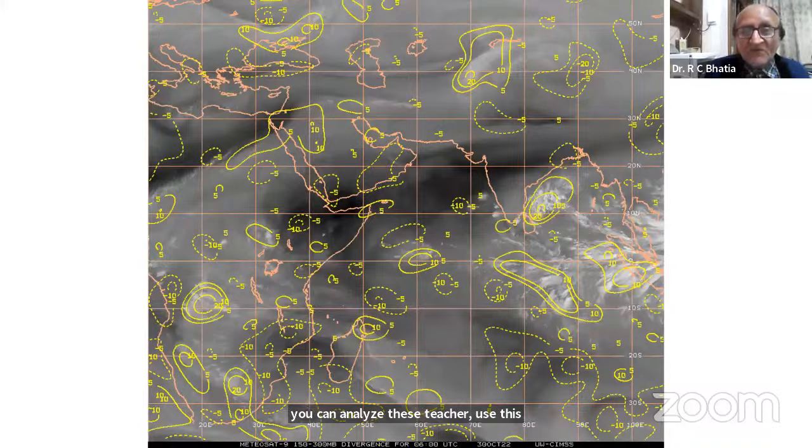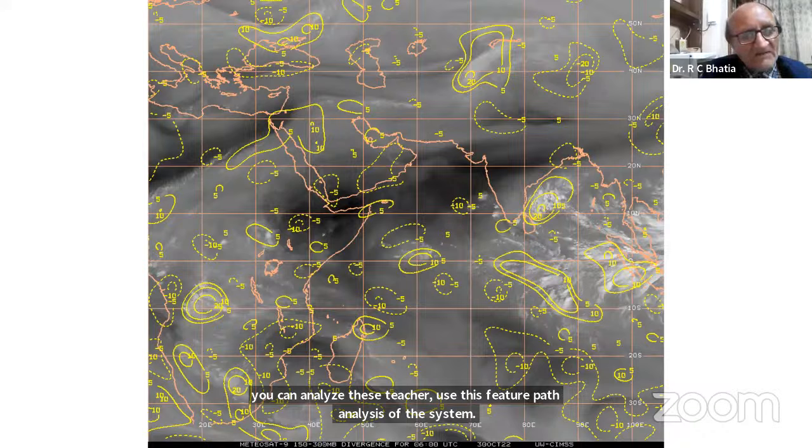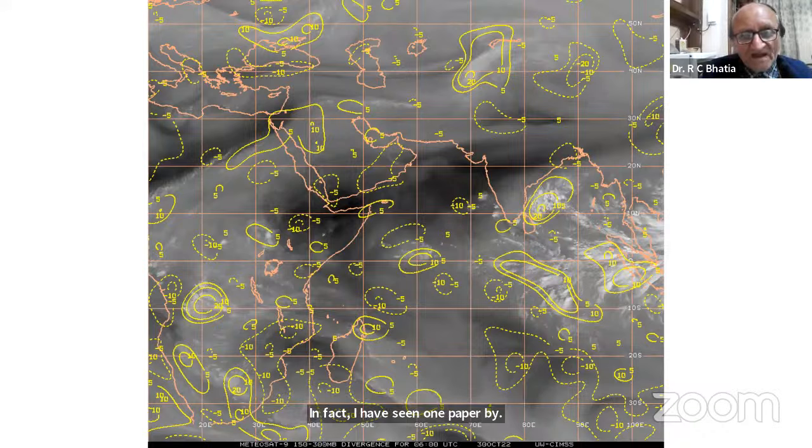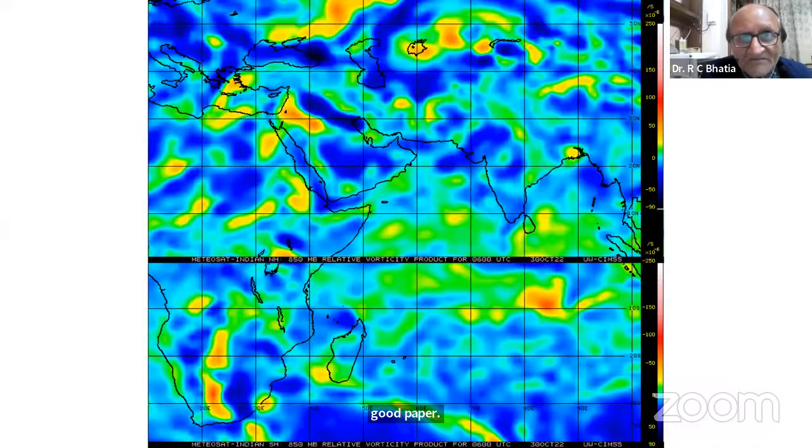In fact, I have seen one very recent paper, some 3-4 months back, by somebody in Dehradun. He has used these features, convergence and divergence, to explain a heavy rainfall event, I think in the year 2021. Paper by Rohit Kumar and the in-charge, I'm forgetting his name, at Dehradun. They have used these features to analyze. It's a very good paper. I have just studied it some time back.